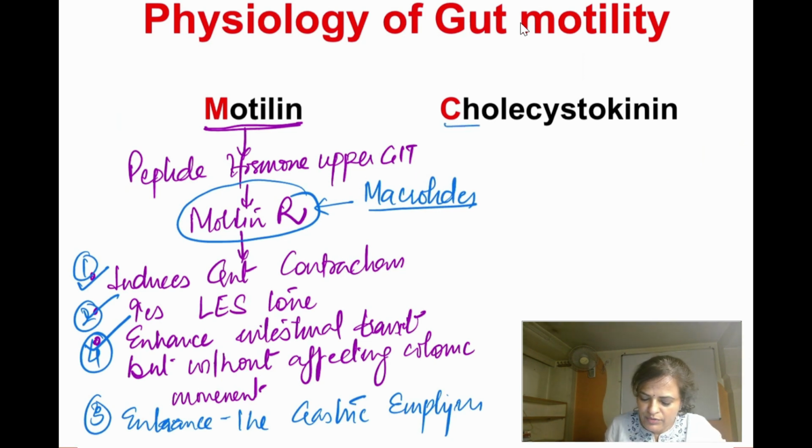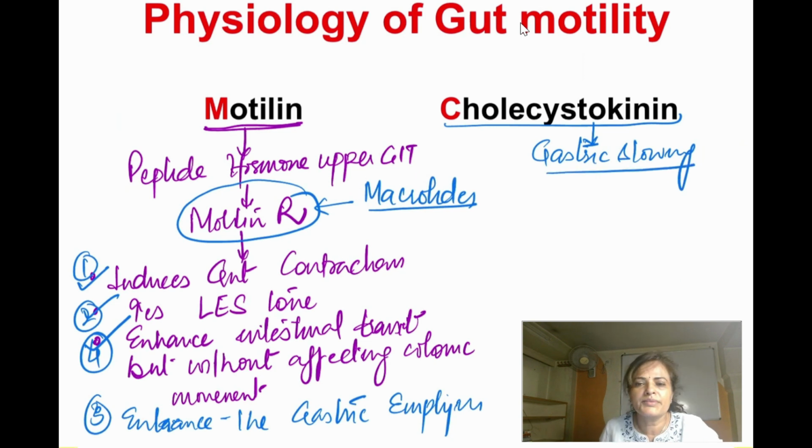Now another hormone which also comes from the GIT is cholecystokinin. It is released in relation to the food. What it does, it causes gastric slowing. It decreases the gastric emptying. So what we can do, we can give cholecystokinin receptor antagonist.